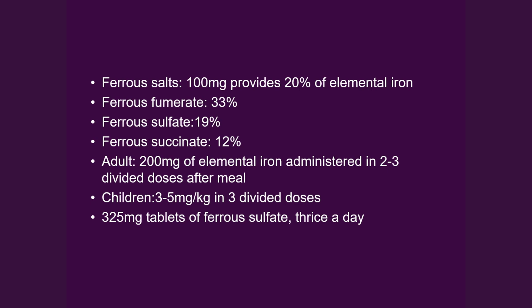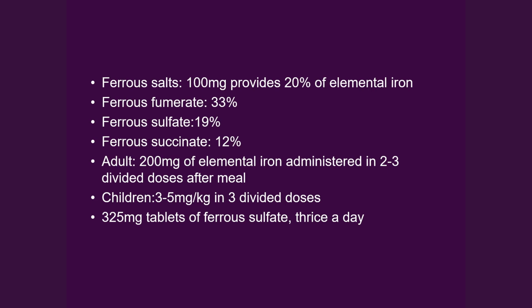Okay, so in adults the dose is 200 mg of elemental iron. So this is elemental iron, administered in 2 to 3 divided doses after meals. In children again the dose should be very specific. It is 3 to 5 mg per kg. Okay, so this is the very basic concept.